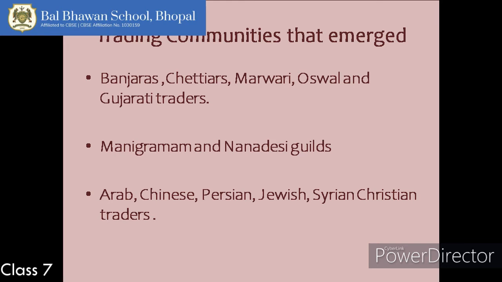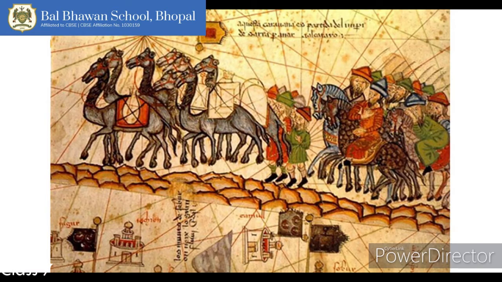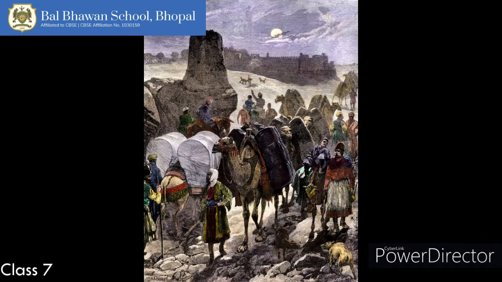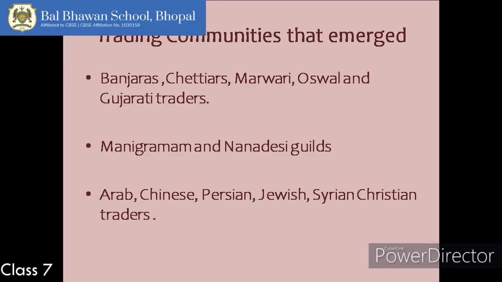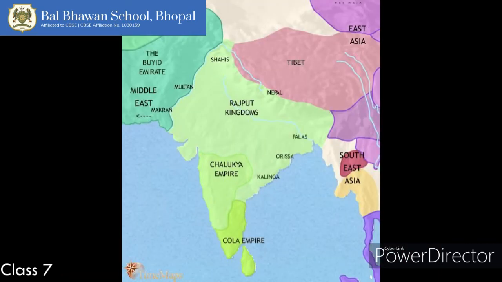Traders. There were many kinds of traders including Banjaras, Kshatriyas, Marwaris, Oswal and the Gujarati traders. Since traders had to pass through many kingdoms and forests, they usually traveled in caravans and formed guilds. Guilds are associations for certain tasks. They formed guilds to protect their interests. Manigramam and Nandadesi were two such guilds. These guilds traded extensively both within the peninsula and with Southeast Asia and China.